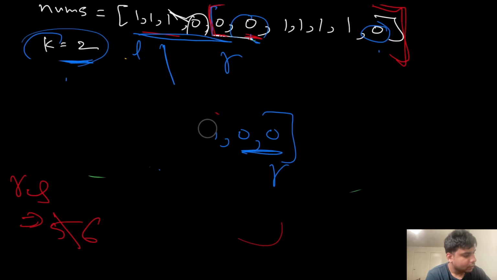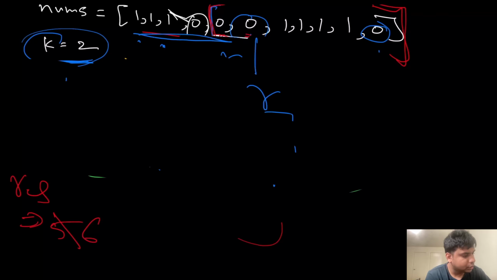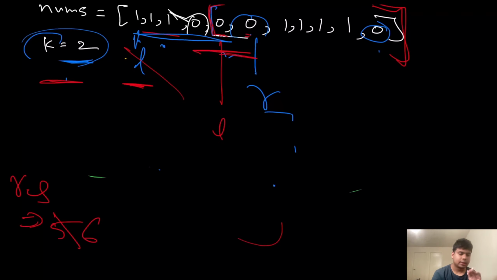Now, when your R moves here and your L is at the beginning, we have three zeros in the window. So the window is no longer valid. So you need to move your L so that you surpass one of the zeros. Why do you need to surpass one of the zeros? When you surpass it, you will only have two zeros. That way you will maintain the condition that k is equal to 2. So we'll move this L here. That's basically the entire logic of this question. I hope I made it clear. Now let's go back to the editor and write the code.